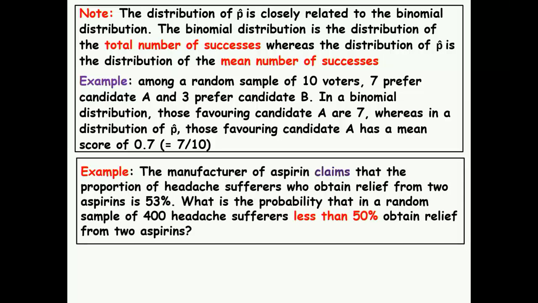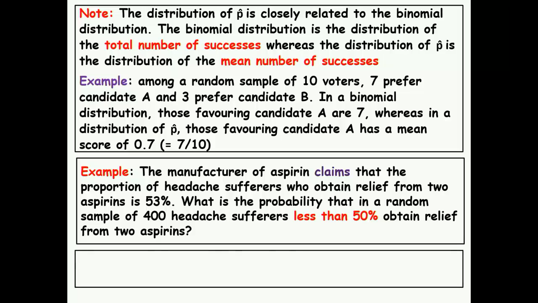The manufacturer of aspirin claims that the proportion of headache sufferers who obtain relief from 2 aspirins is 53%. That is the claim. What is the probability that in a random sample of 400 headache sufferers, less than 50% obtain relief from 2 aspirins? So the question is asking less than 50. This is the information given: P is 0.53, the claim, Q is 0.47, sample size 400. The question is asking what is P hat, or P cap, less than 0.50.